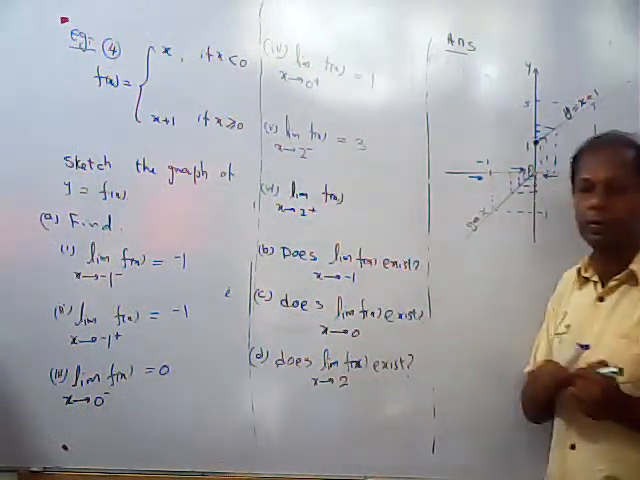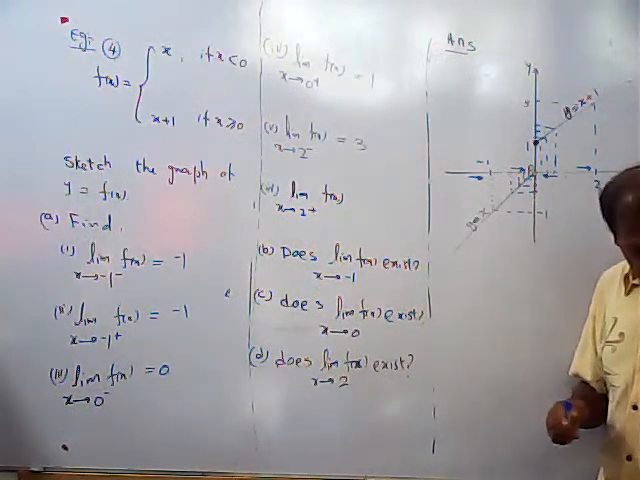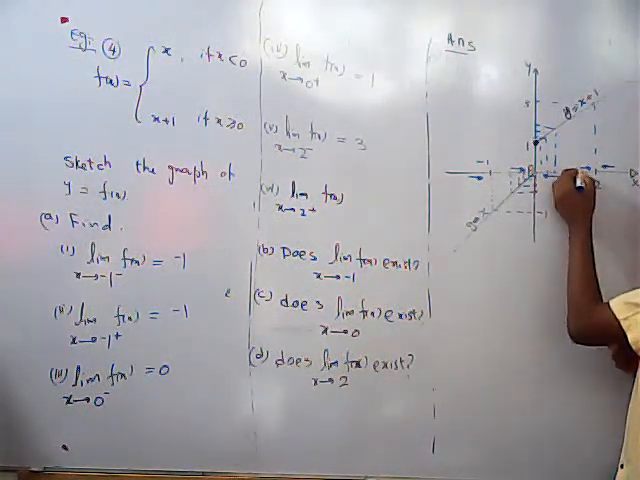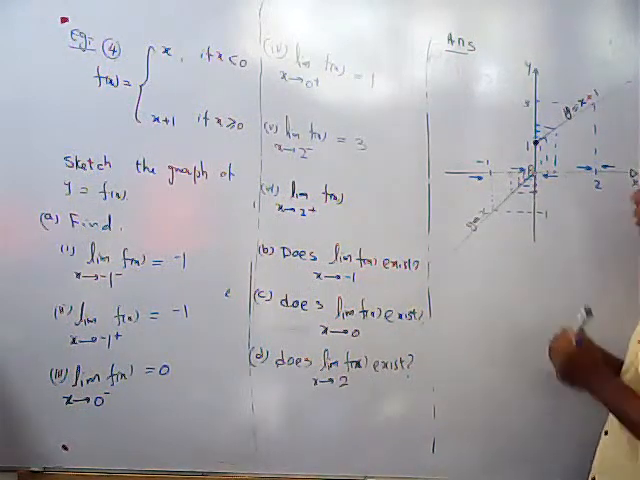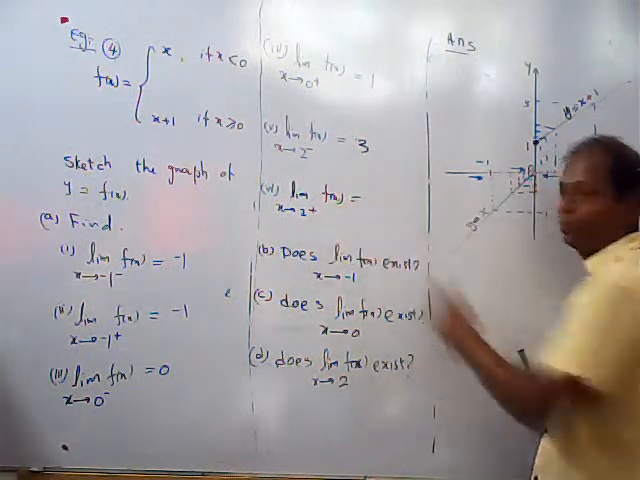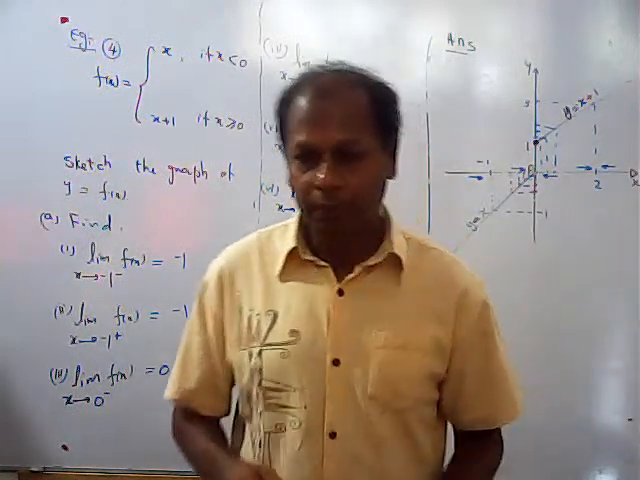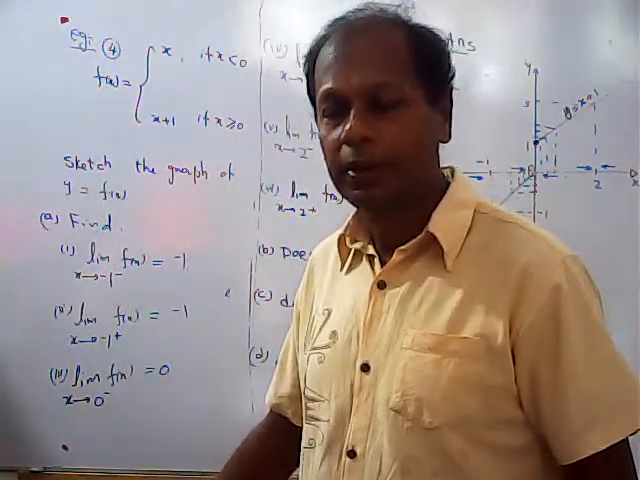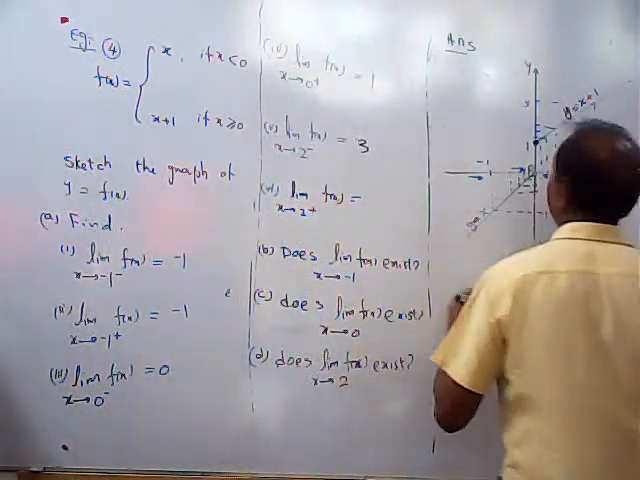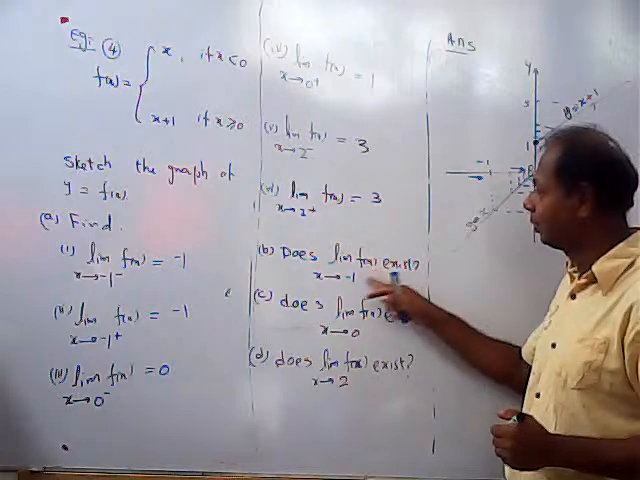Now the right limit at 2. Left limit at 2 is 3. The answer is correct. The right limit at 2, yeah, it is also 3. Yes, it is also 3. Okay, now you can answer these questions.